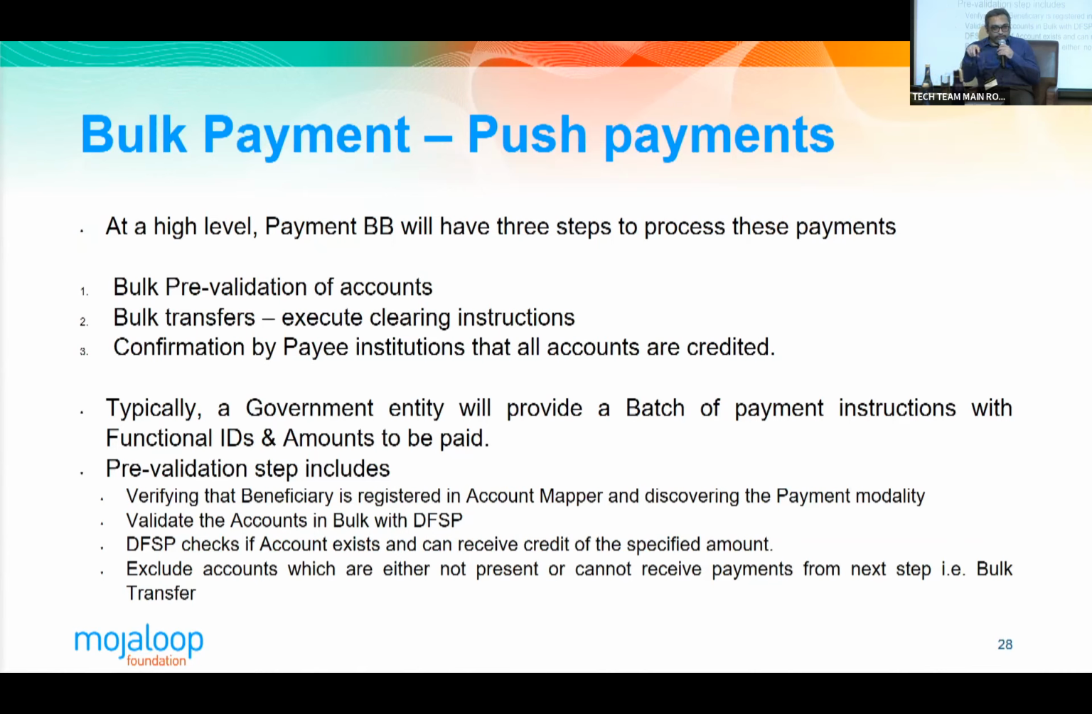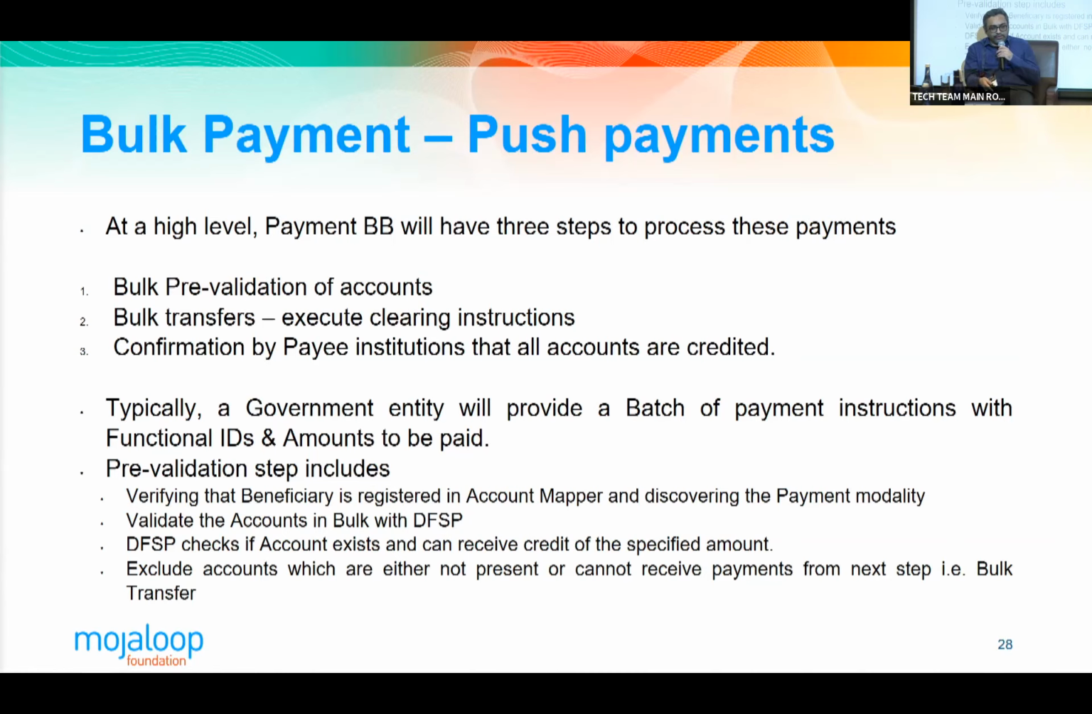And this I call pre-validation, because the idea is that before we send the payment instructions and clearing instructions, we try to ascertain as much as possible that we only send those payments which have a higher probability of going through and getting completed immediately. So those accounts can be excluded at that initial level of validation.